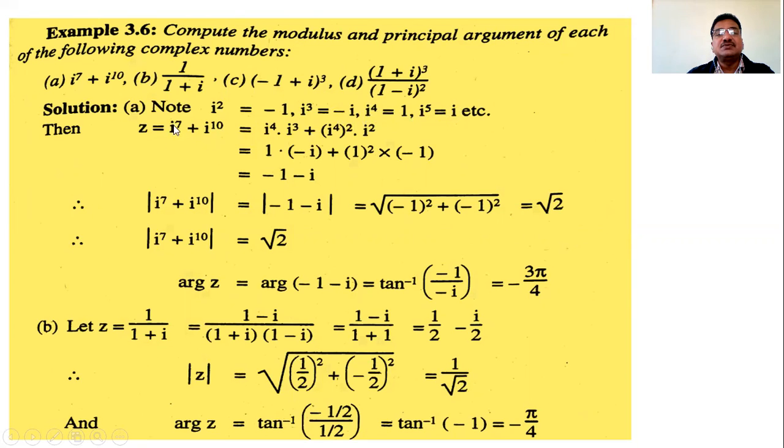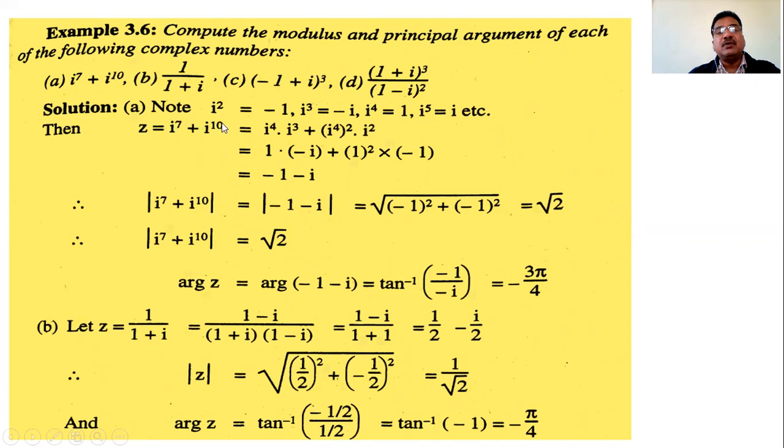Then similarly, i raised to 7 is what? i raised to 4 into i raised to 3. i raised to 4 is plus 1 and i cube is minus i. Or i raised to 7 is i square into i square into i square into i, that is minus 1 into minus 1 into minus 1 into i. So the value is minus i.